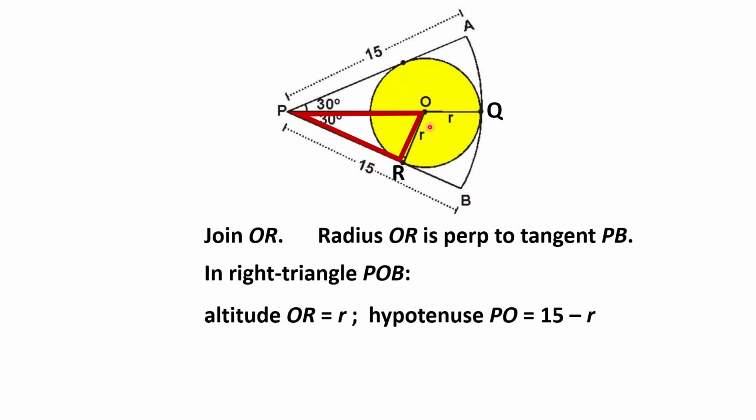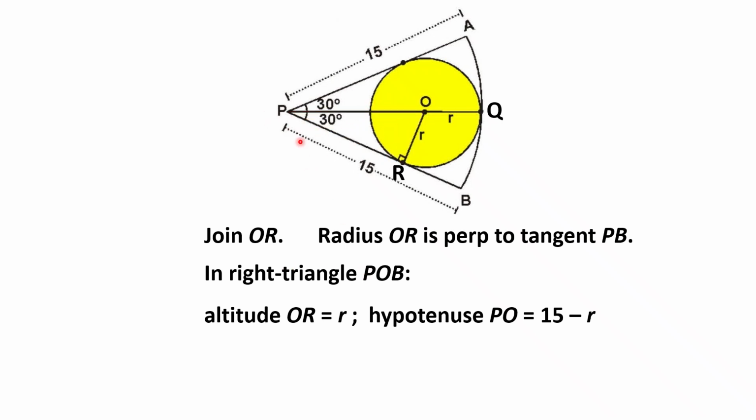Now join OR, the center O of the circle, with the point of contact of the tangent. Radius OR is perpendicular to tangent PB, because a radius is always perpendicular to a tangent. So we get a right angle triangle. See the blinking right angle triangle.